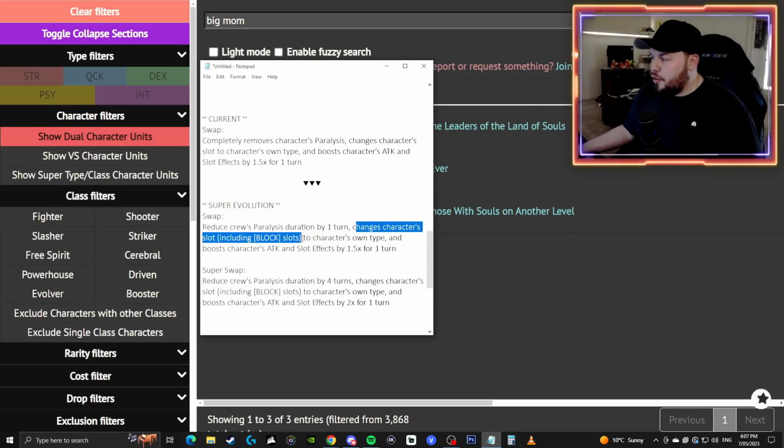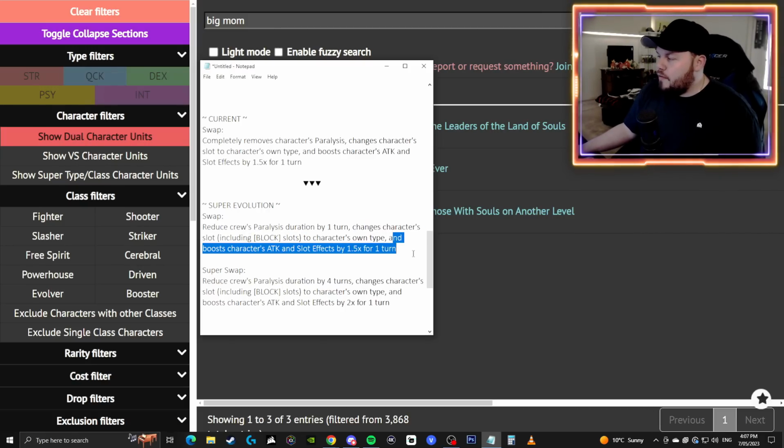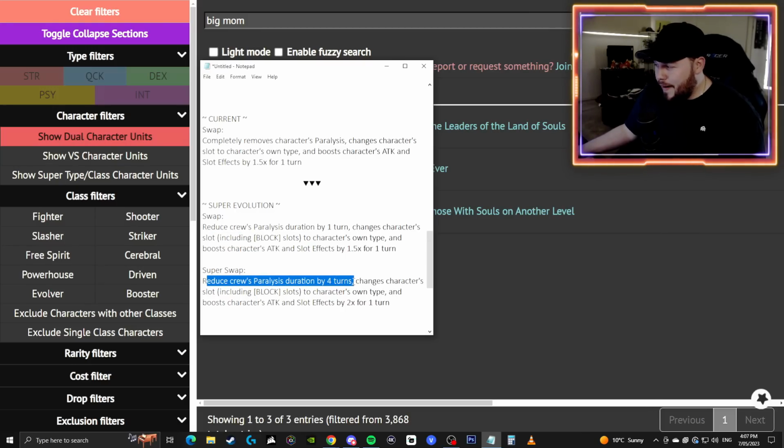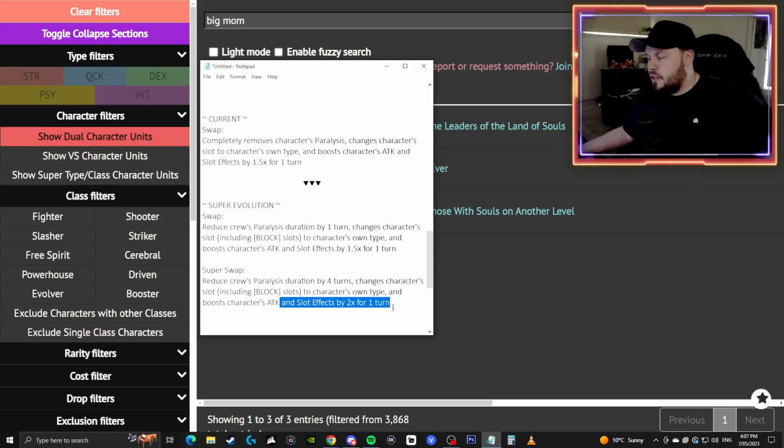Giving themselves a matching slot through block slots is obviously a huge upgrade as well, to just generate matching slots whenever you need them. And then also 1.5 attack and orb boost for themselves. So no major changes here, but paralysis removal for the whole crew and guaranteed matching slot through block. And then the super swap being able to remove 4 turns of paralysis, matching slot through block, and a 2 times attack and orb boost for one turn.